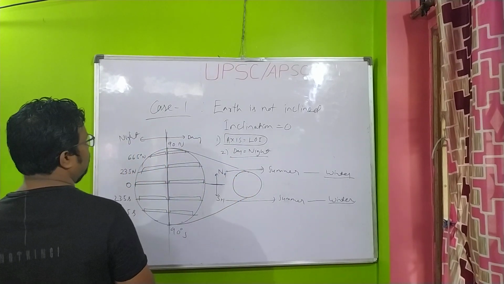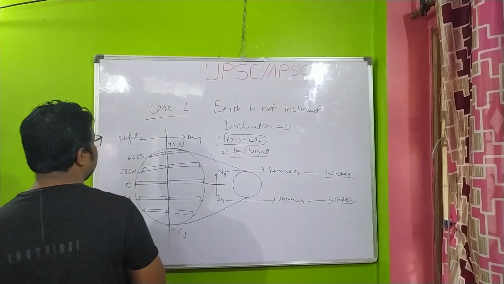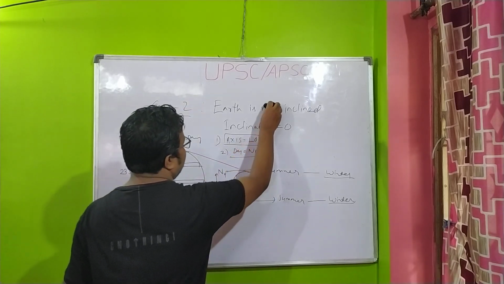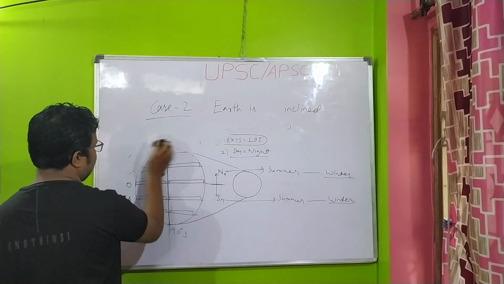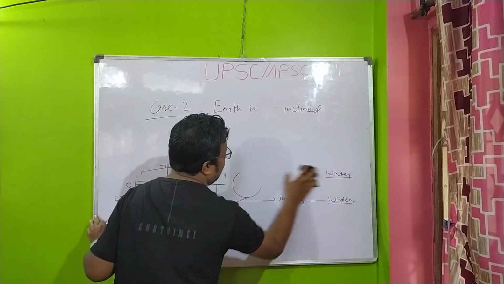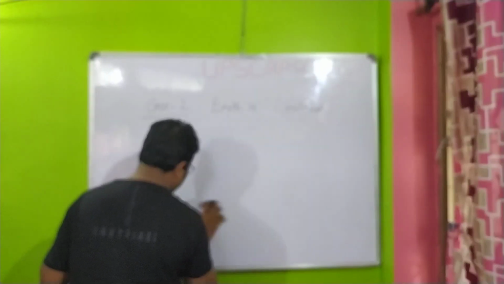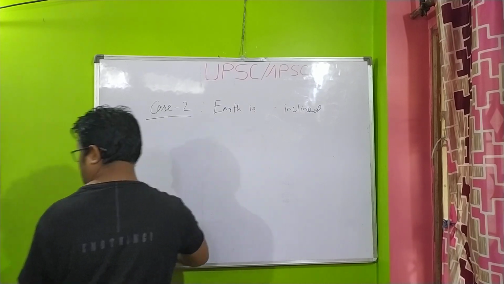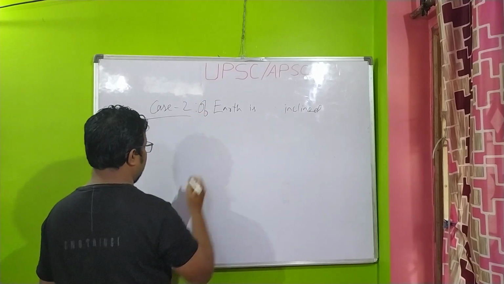Next we are moving to case number two. What is case number two? Case two is if earth is inclined.